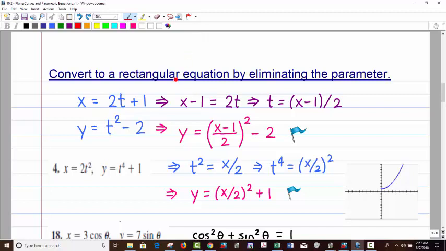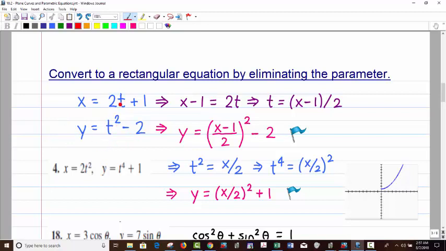This one, x equals 2t plus 1. Solve for t, and I want to solve for t in terms of x. I don't want to do that for this bottom one because I don't want to have a t squared. Now, the next example, I will do that, but that'll be a different reason, because I don't want to get a plus and minus square root. You know, I want one unique solution here.